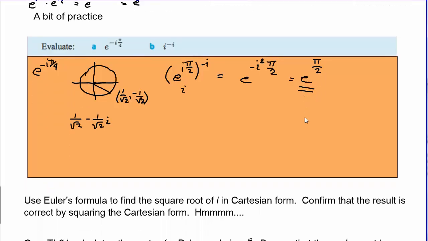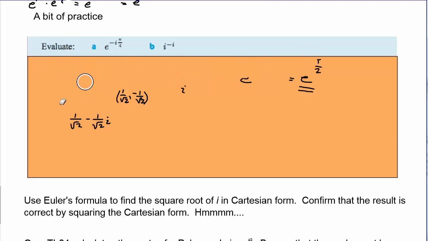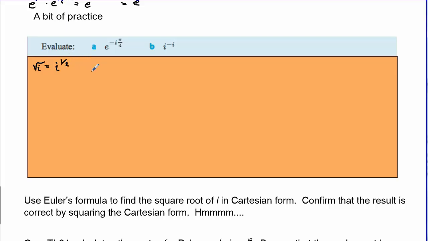Okay, let's do something else. Let's use Euler's form to find the square root of i in Cartesian form. And then we're going to confirm that the result is correct by squaring the Cartesian form and see what we get. So what is the square root of i? Let's get rid of this stuff and we'll do it up here where I have a little bit more space. Okay, so what we want is the square root of i. So the square root of i is just i to the 1/2. And remember, i is e to the i pi over 2.